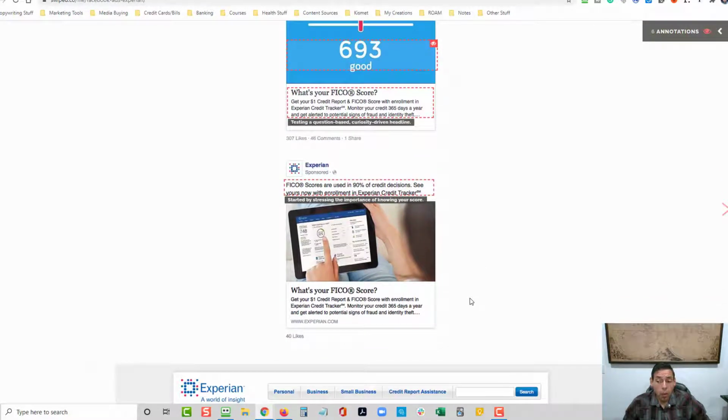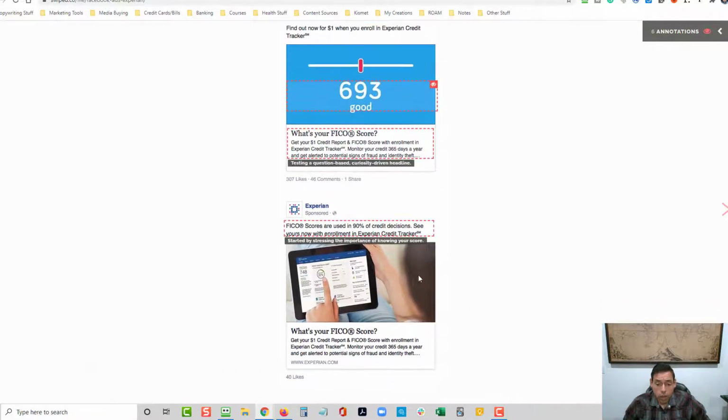Here's one more ad that we'll go through. Let me hide this, get this out of the way. FICO scores are used in 90% of credit decisions. See yours now with enrollment and Experian Credit Tracker. So again, no hiding the ball here. They're very, very direct with what they want you to do. They want you to get your score. Here they're teaching you how important it is. You need to know your FICO score because they're used in 90% of credit decisions. That's like 9 out of 10, right?